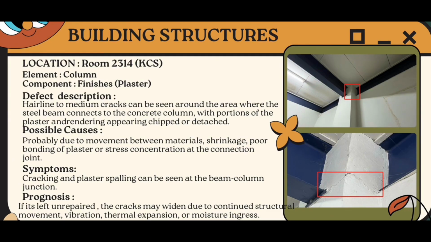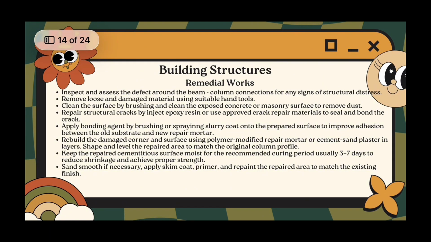The symptoms are cracking and plaster swelling can be seen at the beam-column junction, and the prognosis is if it's left unrepaired, the cracks may widen due to continuous structural movement, vibration, thermal expansion, or moisture ingress. Further remedial works are to inspect and assess the defect around the beam.